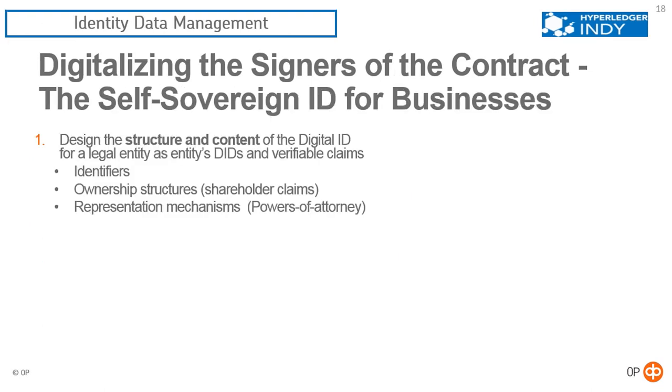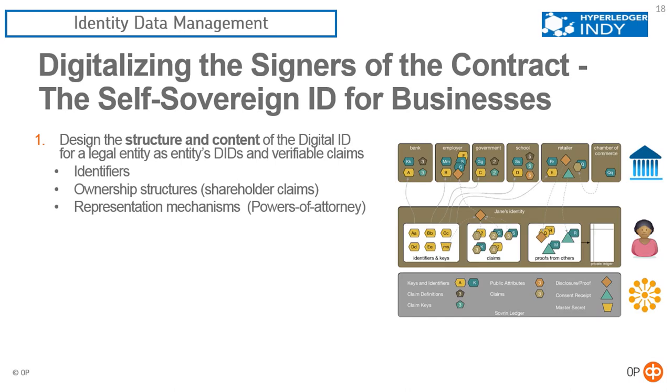So how does the self-sovereign ID for a business look like? Now that we have this management mechanism, we need to define for the business organization at least three things to make its identity properly defined. You need to have the identifiers, the names, addresses, and so on. That's one part of it. The other part is who owns the company, who have shareholder claims to the company. That's an important part of it. And also, who have the right to represent the company.